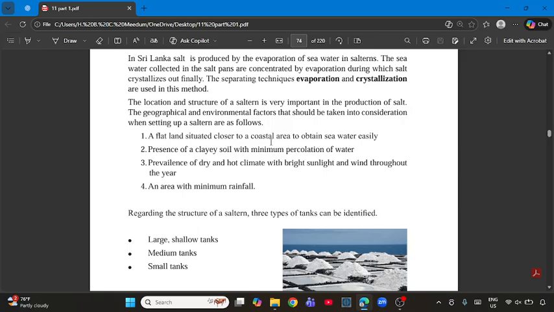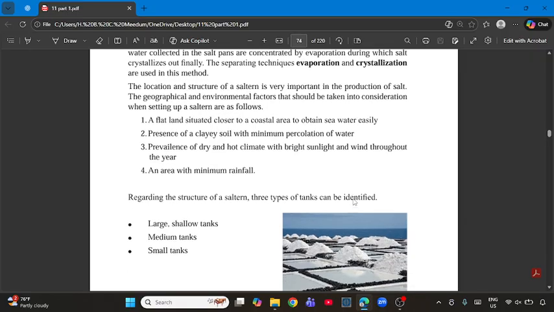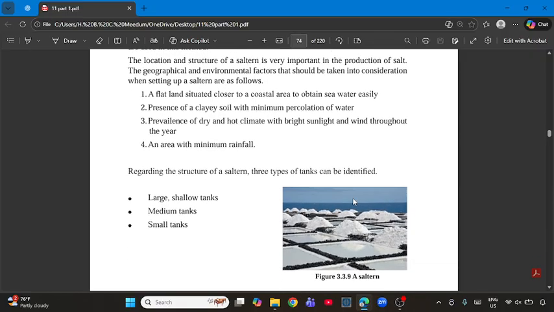Prevalence of dry and hot climate with bright sunlight and wind throughout the year. So a dry and hot climate will be very useful for the evaporation process, and also bright sunlight and wind throughout the year. The areas where the saltons are located in Sri Lanka are Puttalam and Hambantota. They have a very dry and hot climate throughout the year.